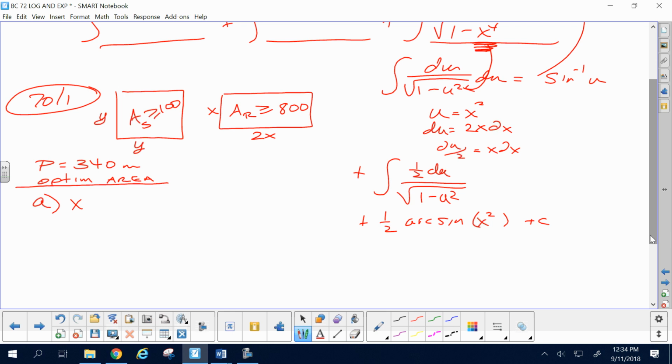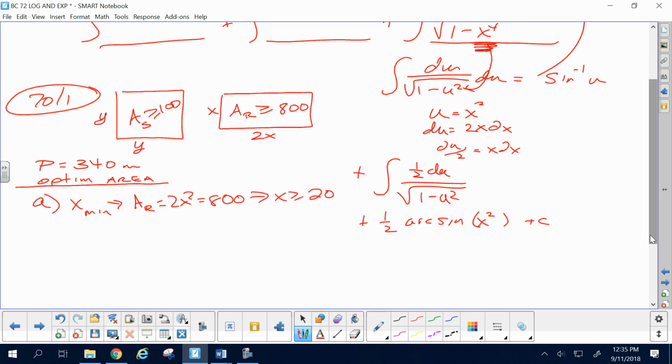Let's go with the minimum first of x. If this rectangular field has to have a minimum area of 800, well, that would imply a minimum for x. What's the minimum for x? If the area of the rectangle, which is 2x squared, is greater than or equal to 800, that implies x must be greater than or equal to 20.